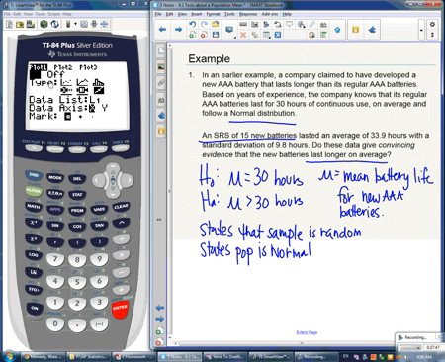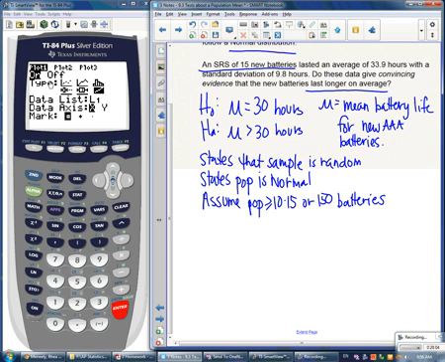Okay, we have to assume, since we're sampling without replacement, that the population is greater than or equal to 10 times n. And I think it makes sense that we're looking at more than 150 batteries in the population. So with conditions met, we can proceed with the normal distribution. Or you can say a normal distribution applies.